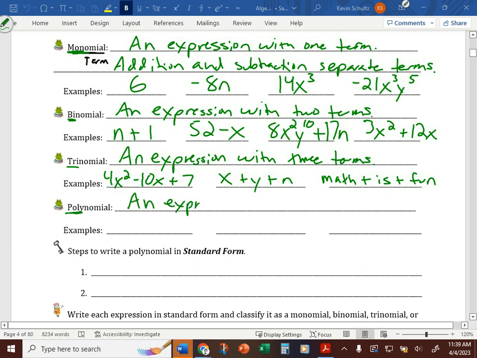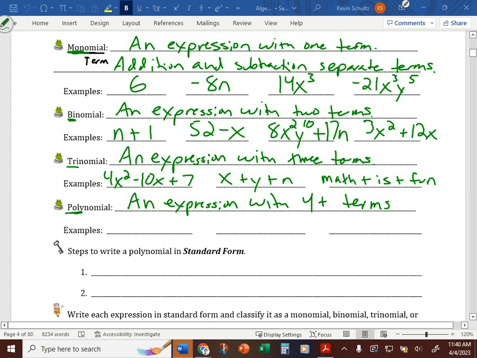In this case, we would typically say an expression with 4 plus terms, 4 or more terms. Technically, these are all polynomials that we have here. Like if someone referred to n plus 1 as a polynomial, they wouldn't be wrong, right? Just like if someone referred to a triangle as a polygon, they wouldn't be wrong.